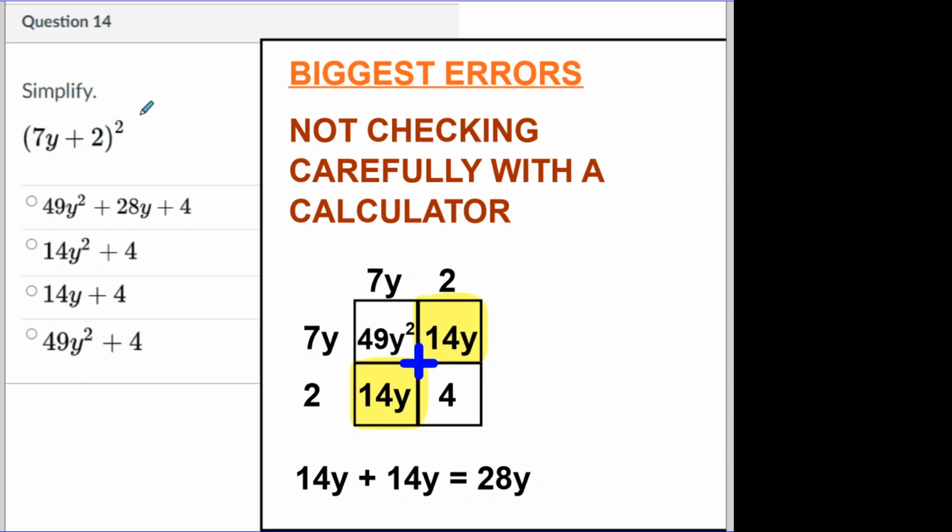7y plus 2 all squared. You should just be writing it out 2 times, so across the top, across the bottom, and then as you fill this in, you can obviously work out what we've got here. 49y squared, 14 add 14 is 28, and then we've got the 4 in the corner here as well.